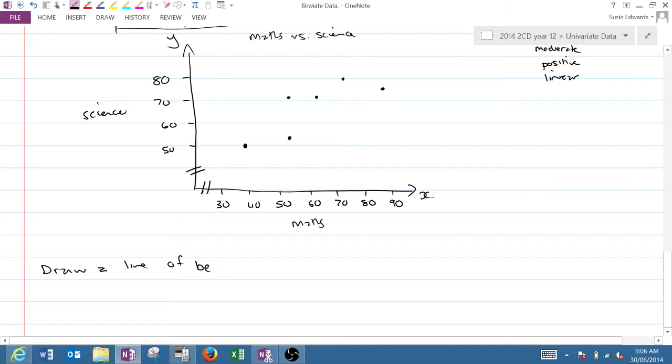Okay, so draw a line of best fit. It's also called a linear regression line. And you need to know the word linear regression because in your calculator, that's what it's called.